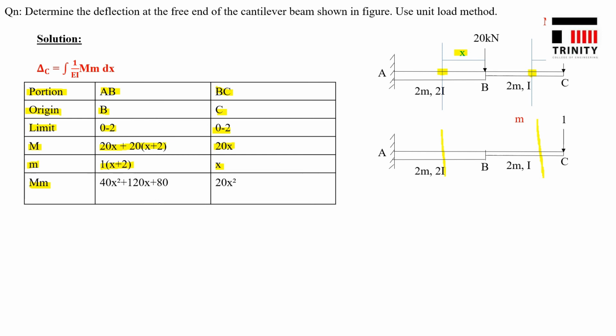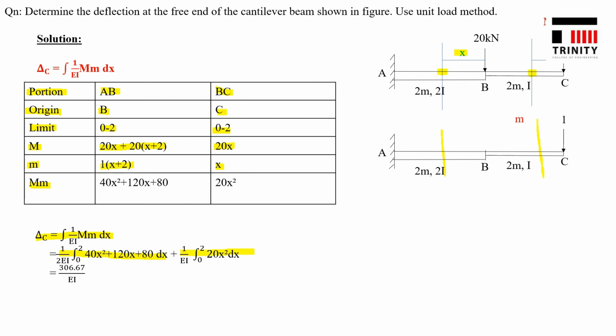After computing capital M, small m values of various portions on the given beam, substitute capital M, small m values in the equation. The equation is delta C is equal to integral 1 by EI M into m dx. Here you have two portions. First portion: 1 by 2EI into integral 0 to 2 of 40x square plus 120x plus 80 into dx. Second portion BC: 1 by EI into integral 0 to 2 of 20x square dx.